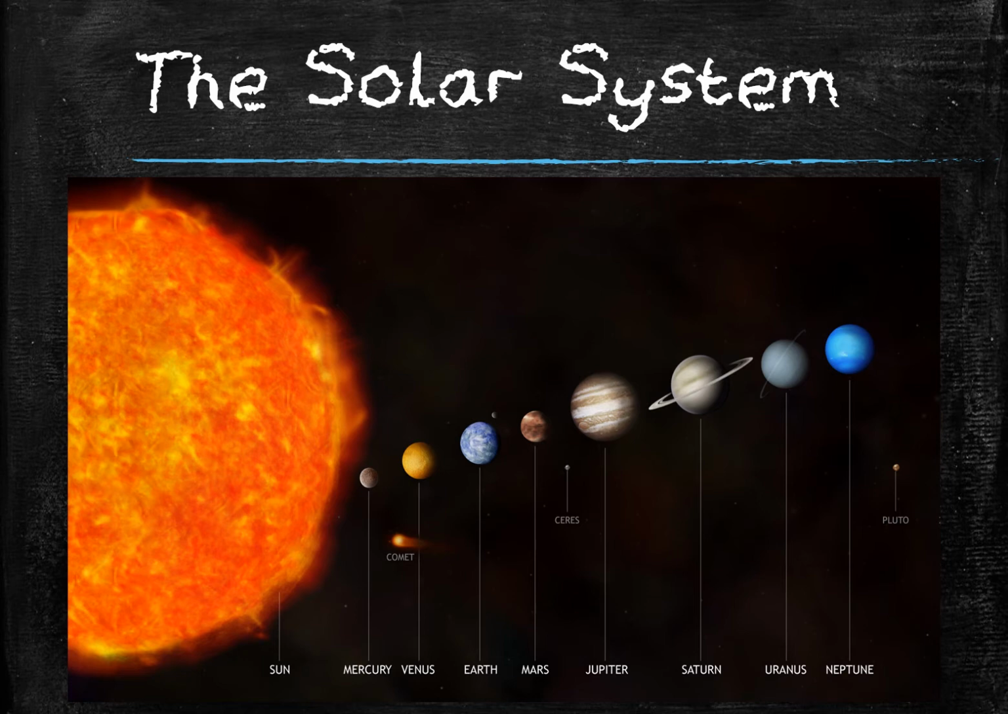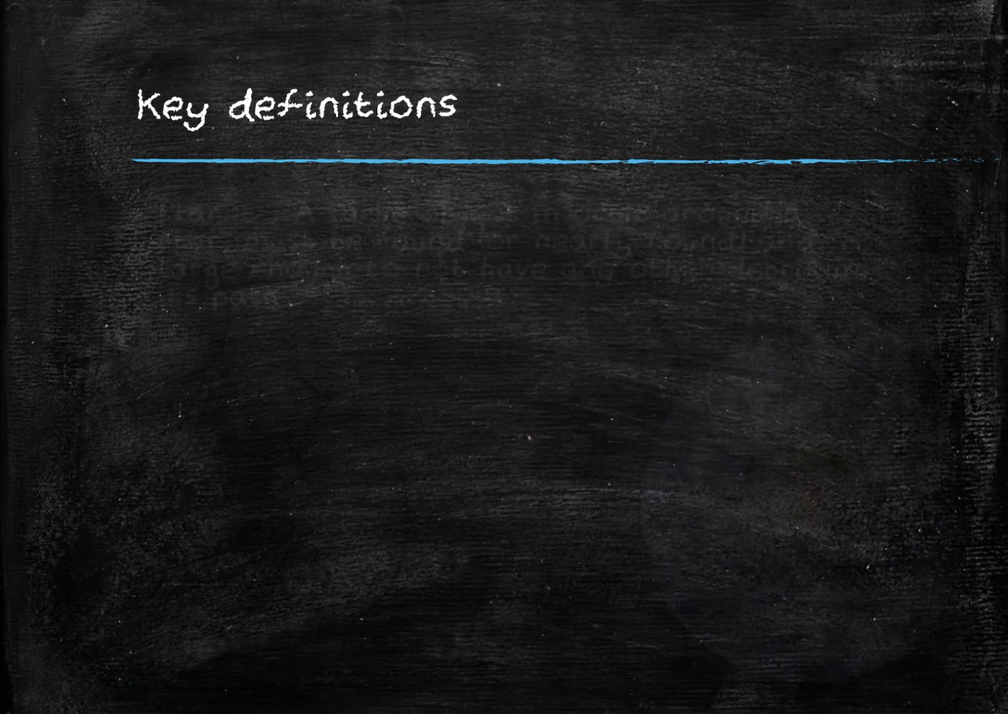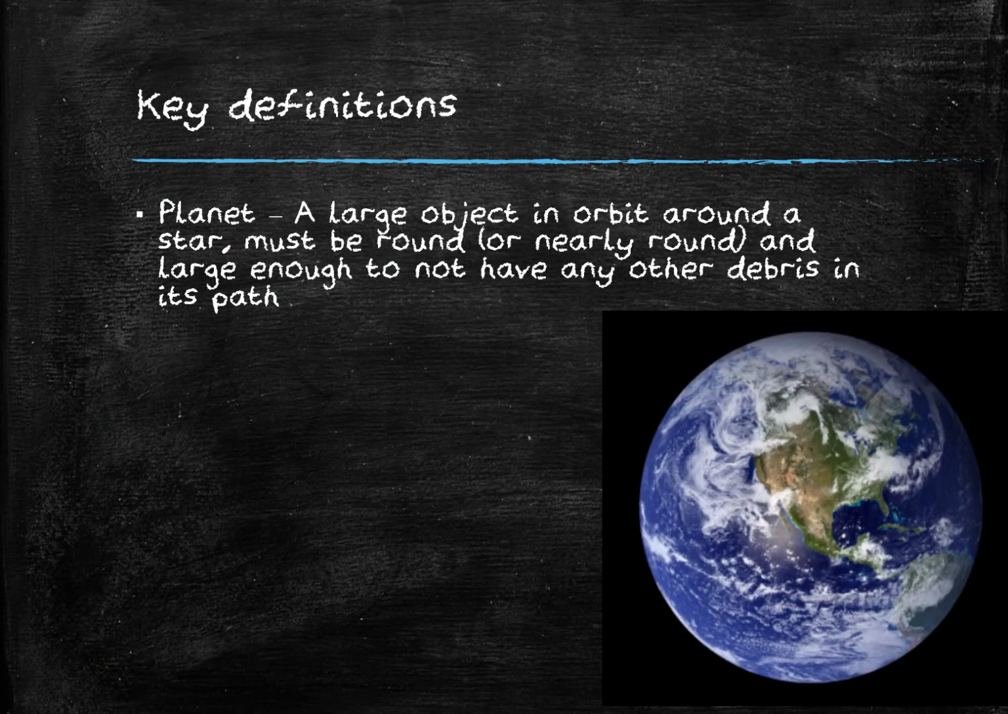So it didn't make a lot of sense to have an object that was as far out as Neptune, or more accurately, further out than Neptune, be defined as a planet when it didn't fully obey all the rules that we need for a planet. What is the definition of a planet? A planet is a large object in orbit around a star, must be round or at least nearly round, and must be large enough not to have any other debris in its path.